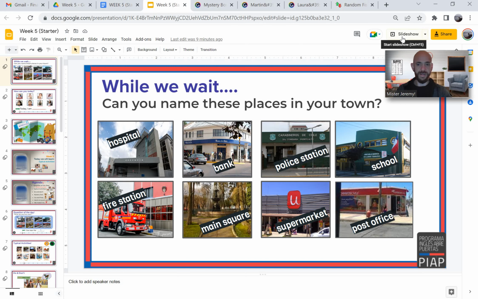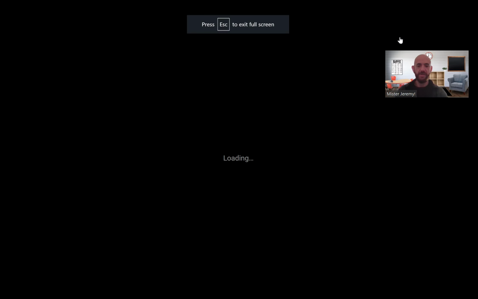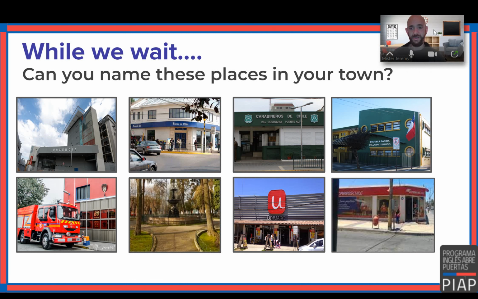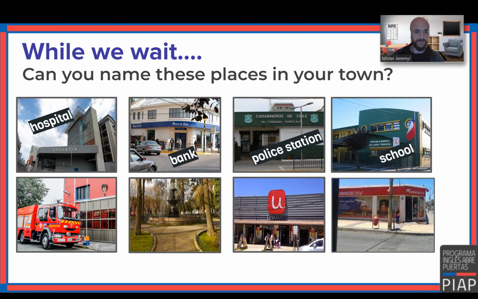So let's jump right into it. This week the vocabulary recall is places in a town. Again, this is all review from things that they've learned before. And these pictures here are all in Chile, which you can probably tell here. Banco de Chile, right? So we have the hospital, the bank, the police station, the school, the fire station, the main square.